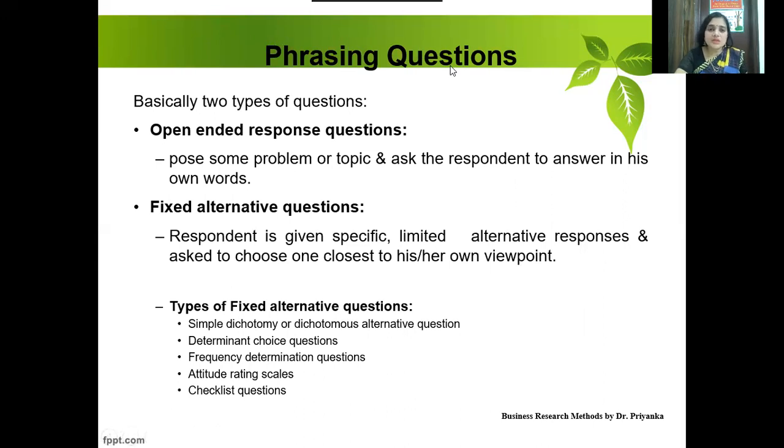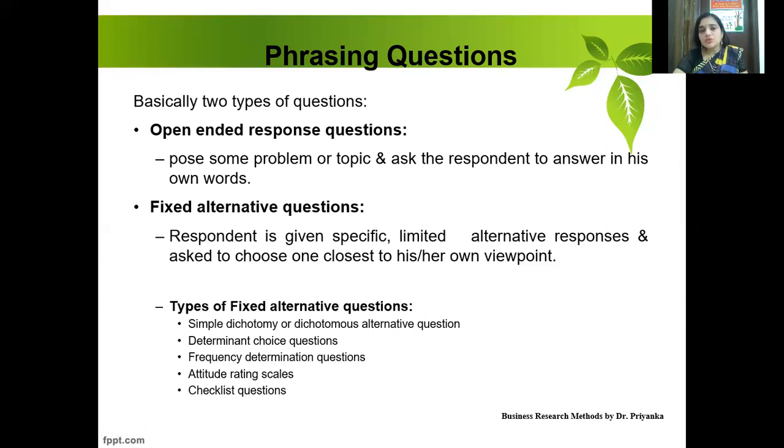How to phrase the questions? You can phrase questions in two ways. One is open-ended and another one is fixed alternative. We even call them close-ended questions. So we will be having two kinds of questions. One is open-ended, that means you pose some problem or topic and ask the respondent to answer in his own words, right?